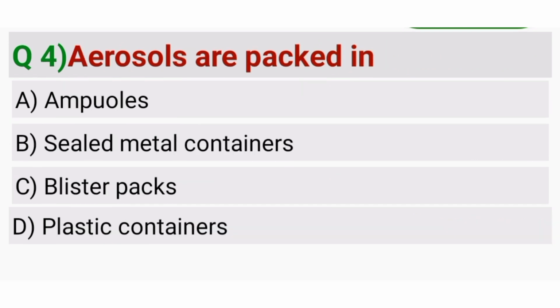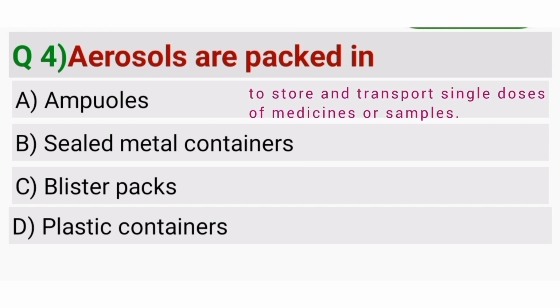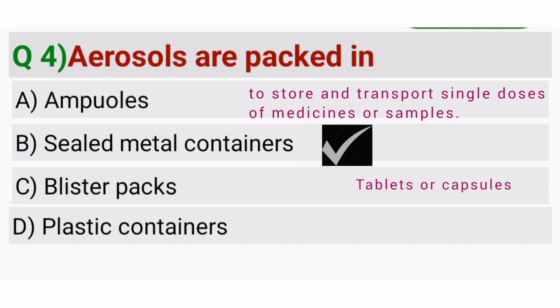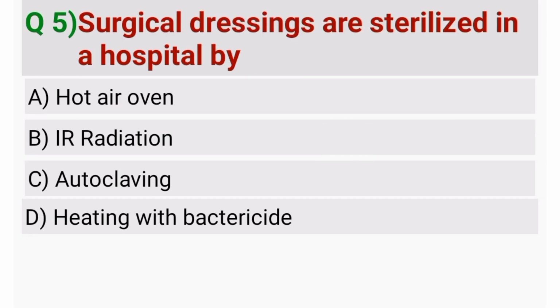Question number 4. Aerosols are packed in. Options are ampules, sealed metal containers, blister packs, and plastic containers. We know ampules are mainly used to store and transport single doses of medicines or samples. Plastic containers are also used in pharmaceutical products, but sealed metal containers are mainly used for aerosols. Hence, the answer is sealed metal containers, or option B. Question number 5. Surgical dressings are sterilized in a hospital by, options are hot air oven, infrared radiation, autoclaving, heating with bactericide. Here, the answer is autoclaving.